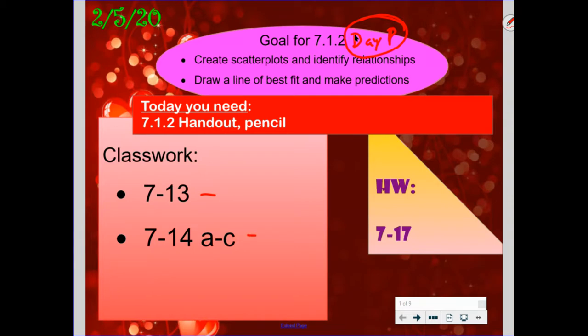Actually, it's 712. No, 713 and 715. 715. This is 15, not 14. Don't worry about it. Okay. And you do have homework, which is just problem 17. So you do need to do problem 17. You will need some graph paper for that. So this will need to be on graph paper.